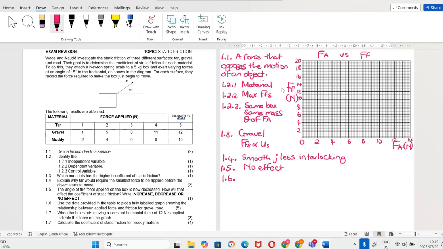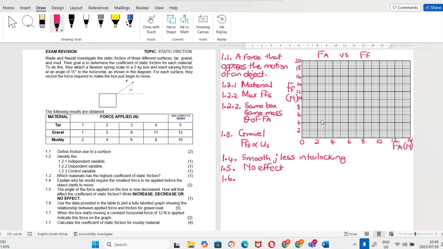If we had more values, then we would still use those points, right? So let's start plotting then. If we are only given applied force values on the x-axis, how are we going to get our friction values?